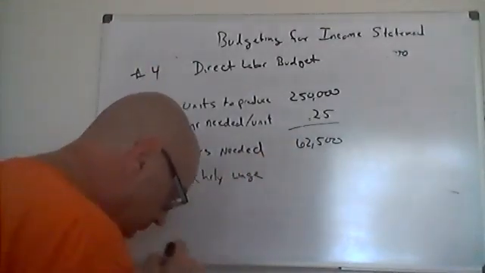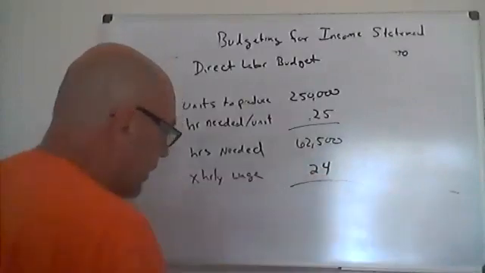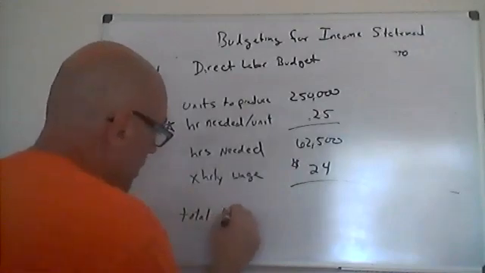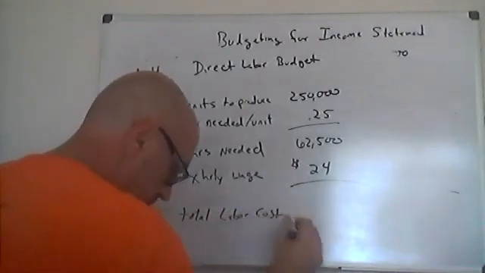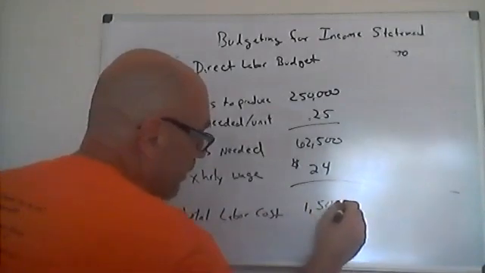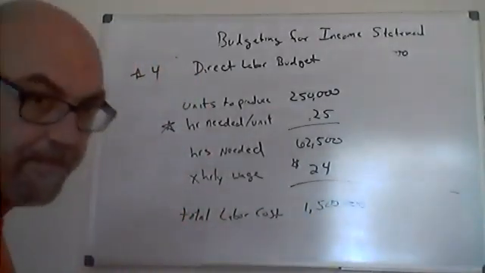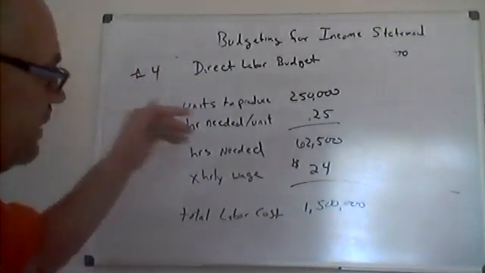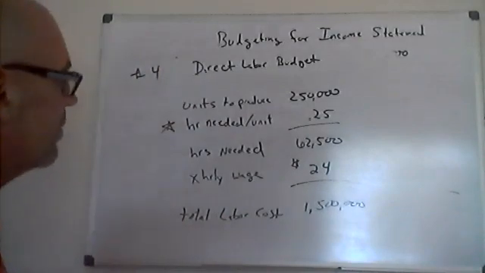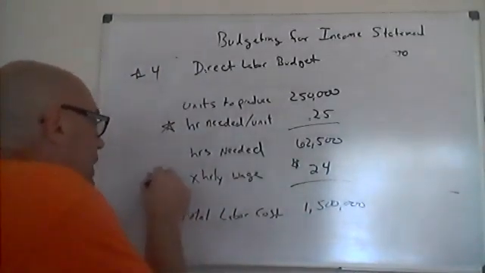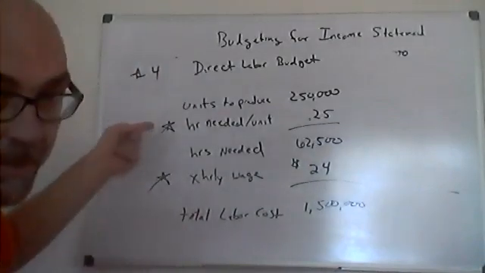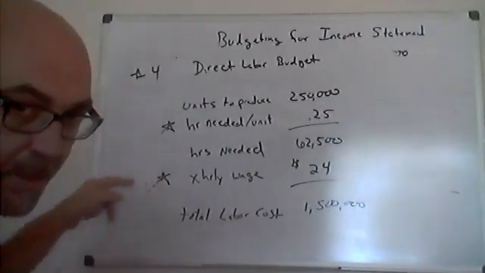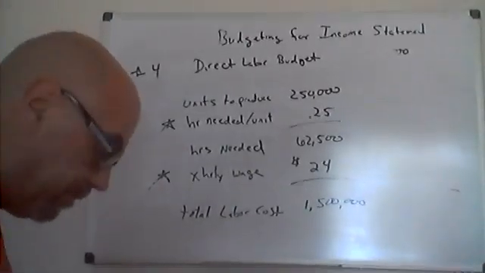Multiply that by the hourly wage, $24 per hour. Giving us a total labor cost of 1.5 million. The direct labor budget, as I said, is one thing you're going to need to be given: the hours needed per unit, and the hourly wage. So the more efficient you can be, this number can be changed also, and you would want to keep this one as a variable in your flexible budget to switch around. It's something that could vary.